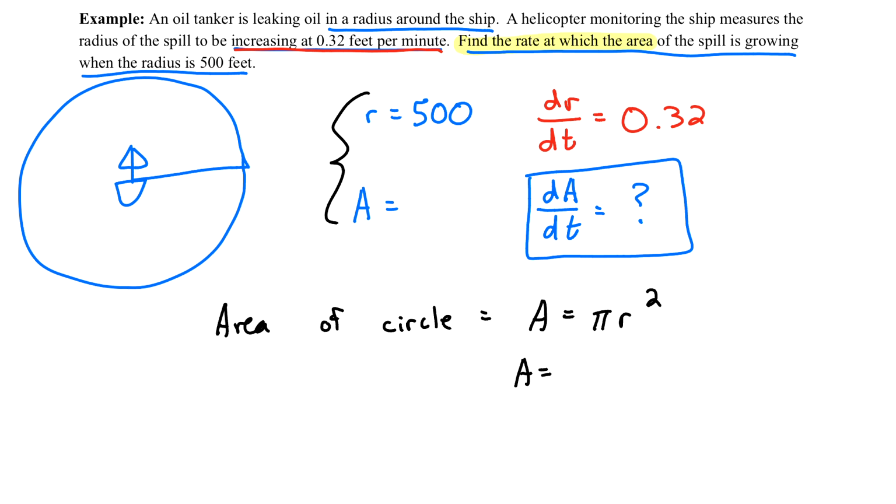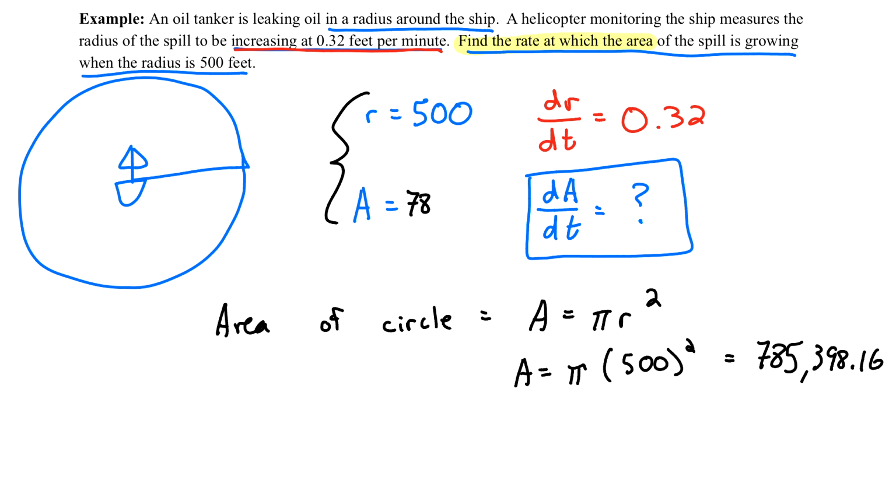A is equal to pi, remember that's just a constant, 3.14, times r squared, that's going to be 500 squared. So let's see, 500 squared times pi. I ended up with an area of 785,398.16. So if you wanted to know what the area was, there it is.